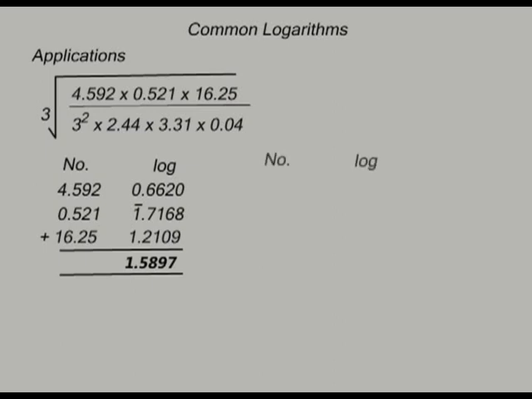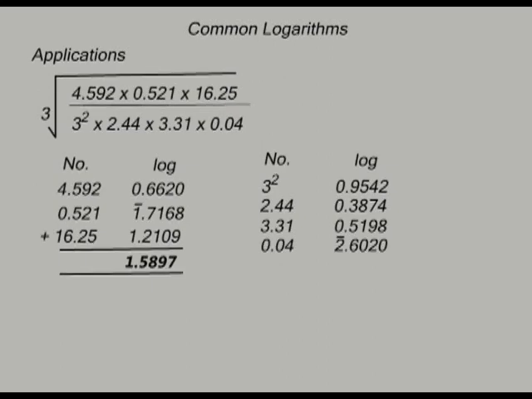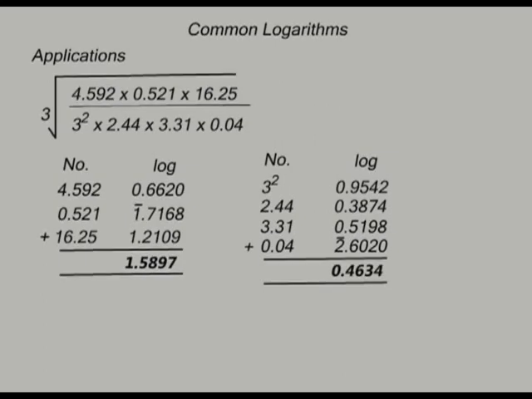We go to the denominator now. 3 squared, the log of 3 is 0.4771, and because we are squaring, we multiply that log by 2, and we shall get 0.9542. 2.44, the logarithm is 0.3874. 3.31, the log is 0.5198. 0.04, the log is 2 bar 0.6020. Again, we are multiplying and we add the logarithms. So we shall have 0.4634.